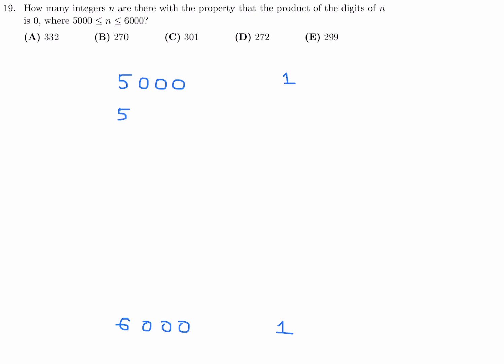The other possibility is that if you have a number of the form like this, where the 0 is the last digit, and this digit can be anything from 1 to 9. So I've got 9 possibilities here and 9 possibilities there. So 9 times 9, I've got 81 possible numbers of this form. Okay? And very similarly, a number could be of this form, where the 0 is here. Again, I got 9 possibilities, 81 numbers of that form.